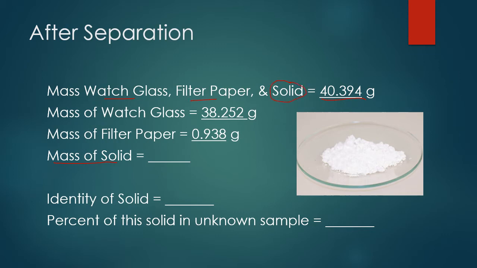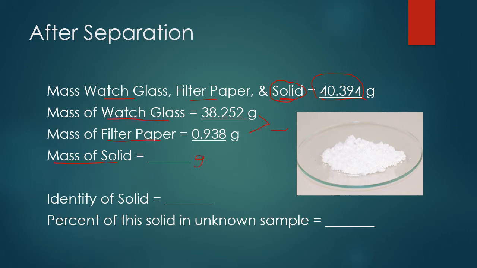So it's very similar to the last calculation. We're going to take the before separation masses that we collected for the watch glass and filter paper. If we add the watch glass and the filter paper together, whatever we get for that total, we can subtract from 40.394 grams. And what's left will be the solid by itself, and we will put that value here.